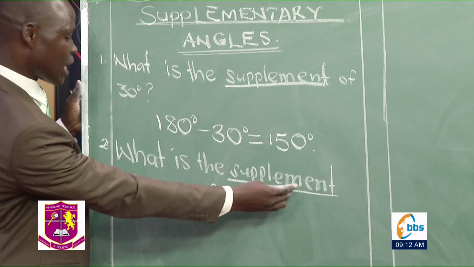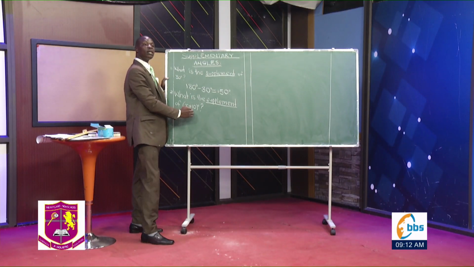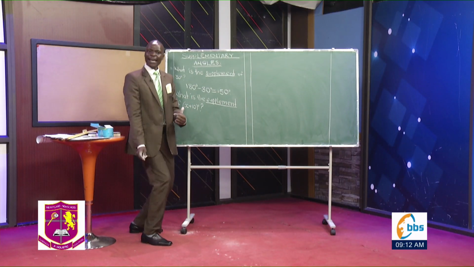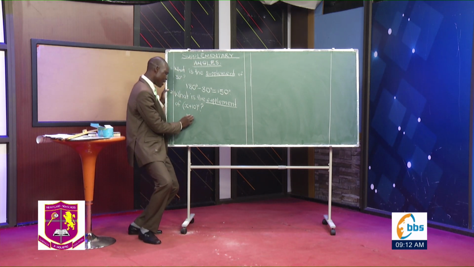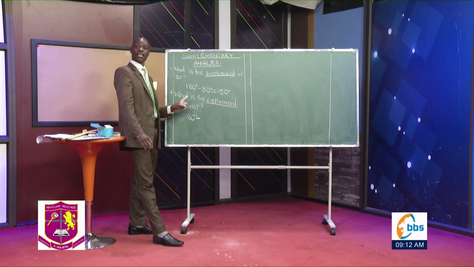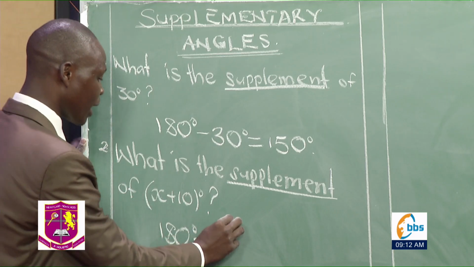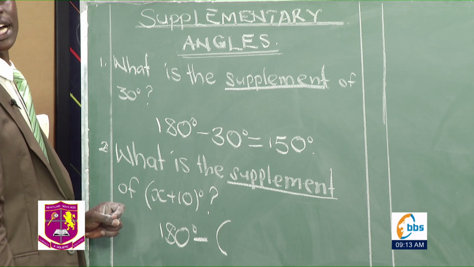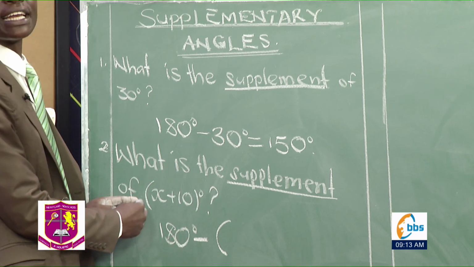Here, what is the supplement of x plus 10 degrees? This is the angle given. To get its supplement, we shall just still get 180 degrees, take away. This is one angle, however much there are two terms here. That is why we shall say take away. We shall create brackets here, because we are going to take away the two terms. If you don't put brackets, you will find that you have only taken away x.